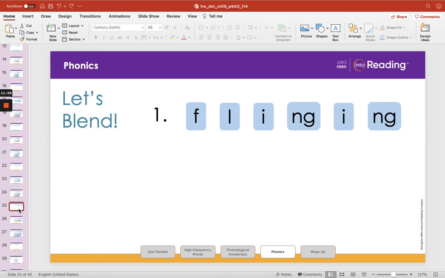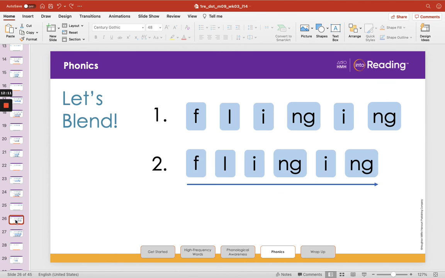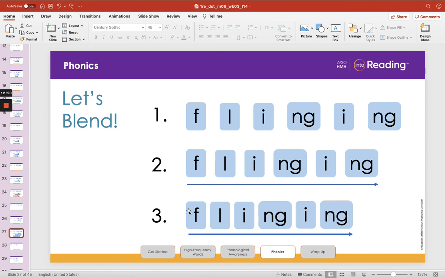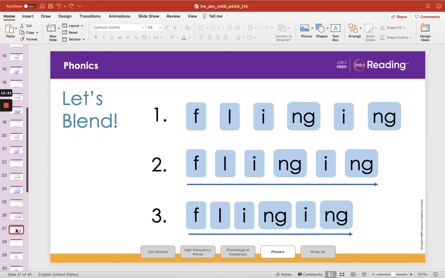So now let's add our ing ending. So say the letters and the sounds with me. F, L, I, N, G, ng, I, N, G, ng. And in line 2, we can slowly blend those sounds to read our word. Fling, ing. And in line 3, we can blend it all together. Flinging. So how does adding that ing change the meaning of my word? Well, fling. If I fling the pencil across the room, I'm doing it. It's an action. Flinging means I'm doing it right now. I'm flinging the pencil across the room.